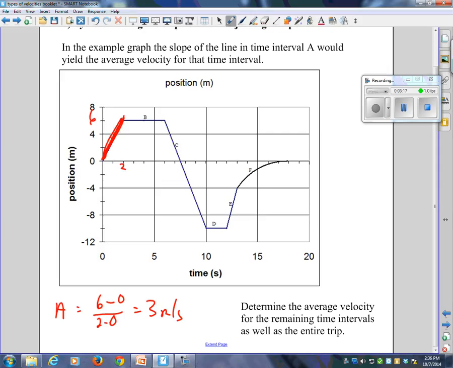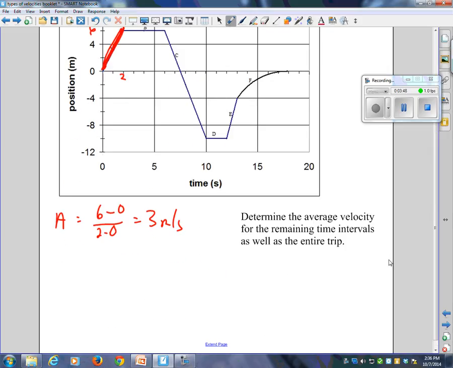Now, did it maintain that 3 meters per second for the entire trip? Yes, it did. How can you tell? Because then it stopped. It didn't change slope, right. The fact that it stopped, Lucas, doesn't really have anything to do with whether it was constant here or not. You said for the whole trip. I meant for the whole interval A. Fair enough. Okay, but because this line is straight, right, Gage? Because that line is straight, it maintained that. So determine the average velocity for the remaining time intervals as well as the entire trip. Let's go ahead and do that together.